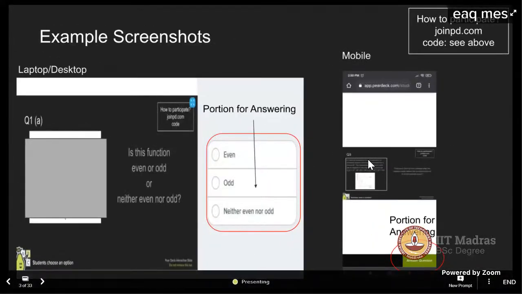If you are joining from laptop or desktop, your view will be as shown in the left side of the screen. And if you're joining from mobile, your view will be shown in the right side of the screen. You have to click on the right bottom of your mobile screen to answer the question. Okay, moving on to first question.